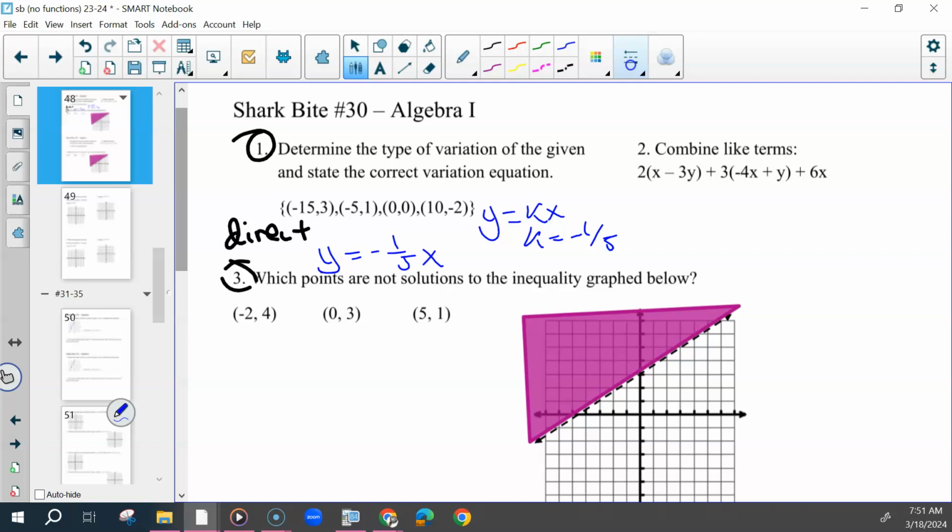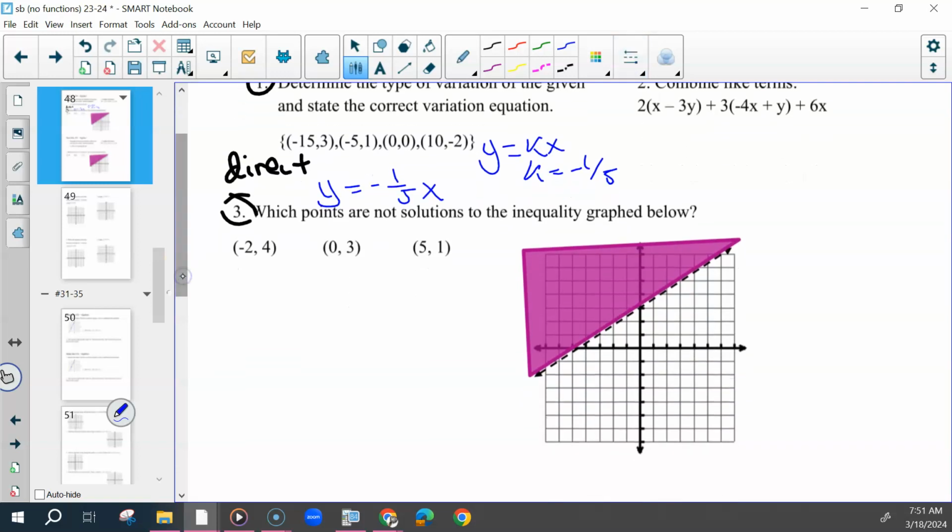Number 3, which points are not solutions to the inequality graph? If I were to plot these points, we have negative 2, 4, 0, 3, and 5, 1. And we're looking for the ones that are not solutions, so that don't fall in the shaded areas. So negative 2, 4 definitely does. 0, 3 falls on the line, but it's a dashed line, so that would not be a solution. And then 5, 1 is not in the shaded area, so also not a solution. So you should have those 2 written down.